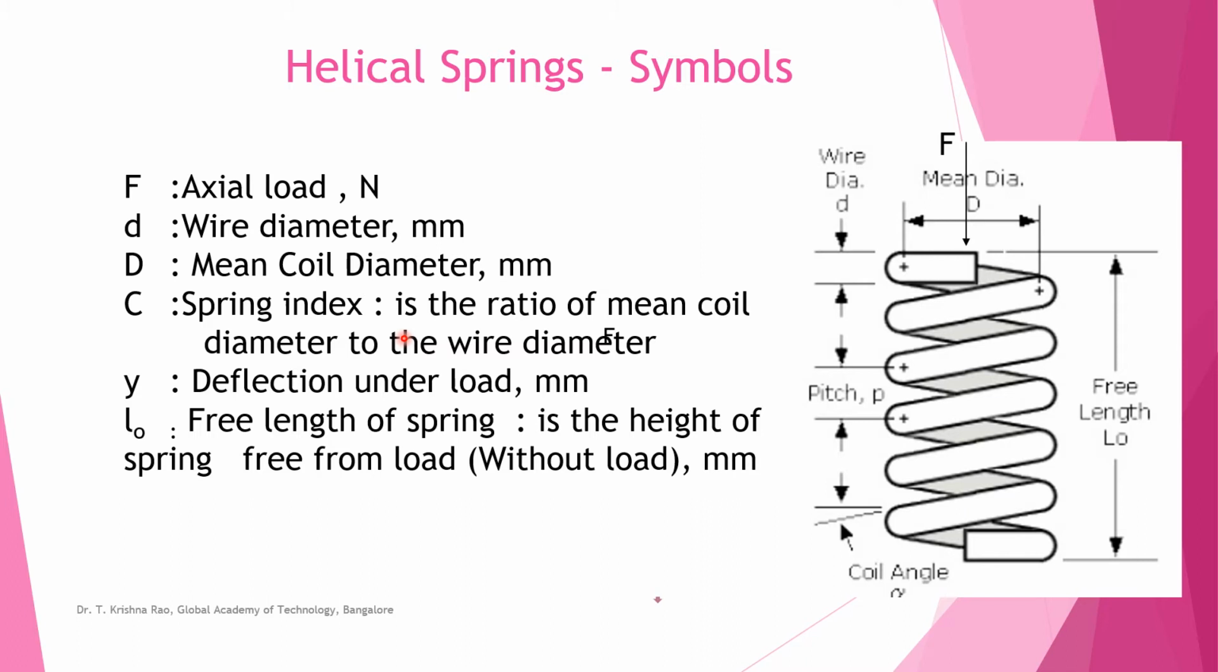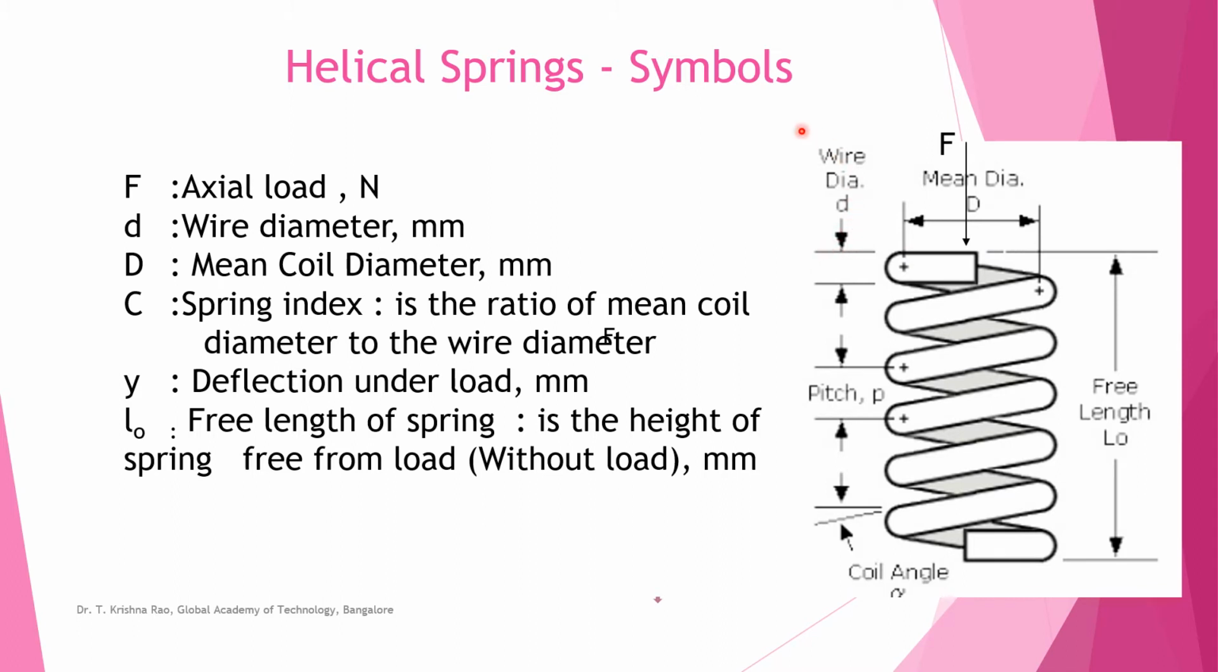Coming to the first type of springs, helical compression springs. The symbols that we are going to use: F is the axial load, the load acting along the axis of the spring, which will compress the spring. Small d is the wire diameter. Then we have the mean coil diameter, from the center of one side to the center of the other side.